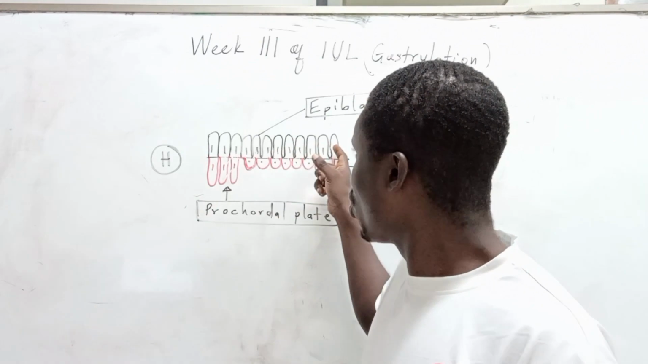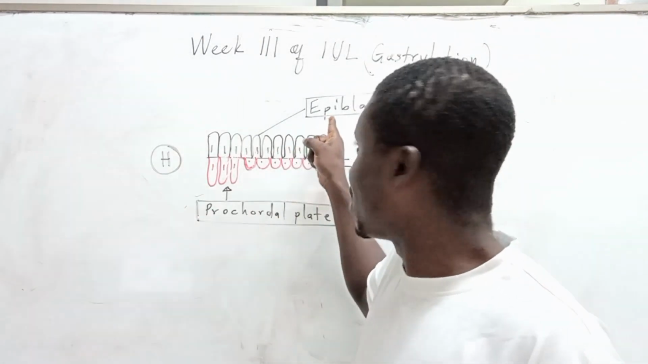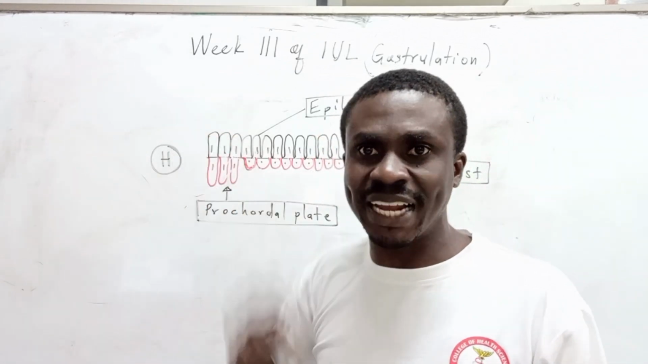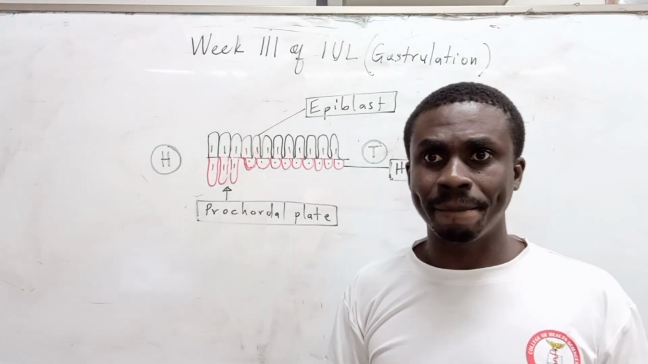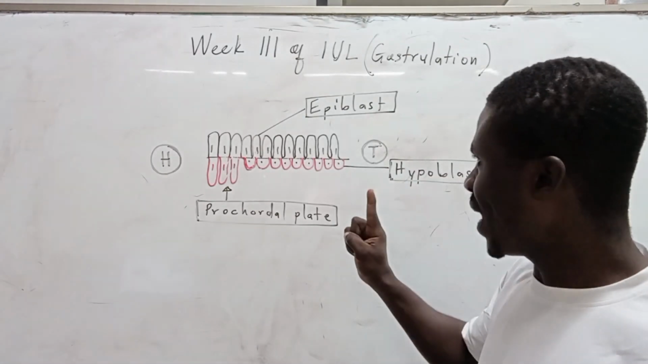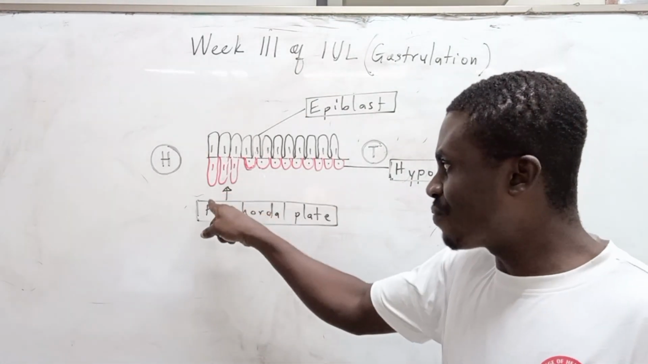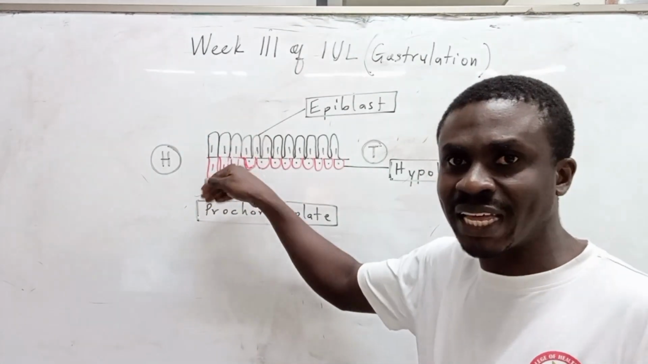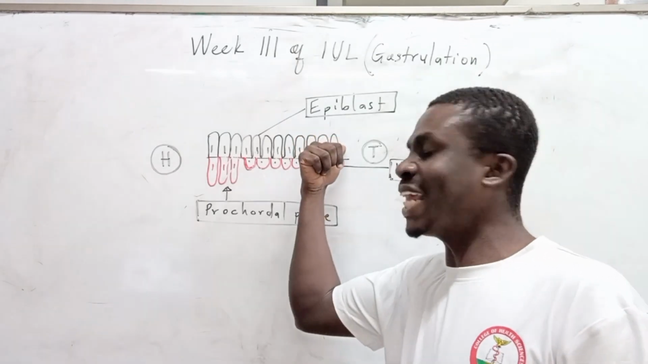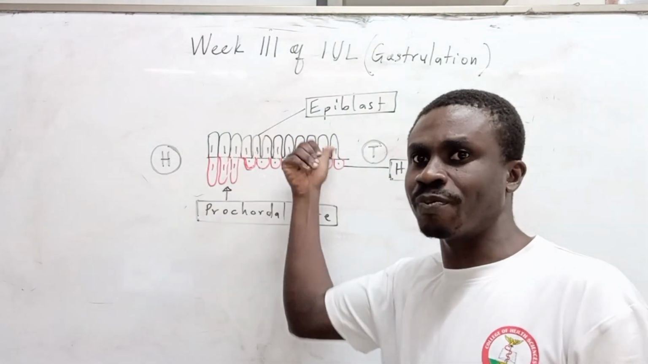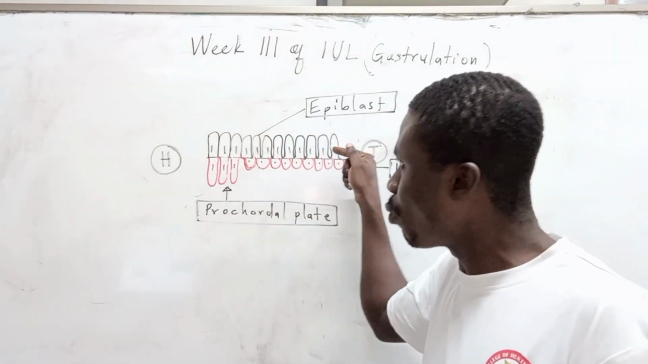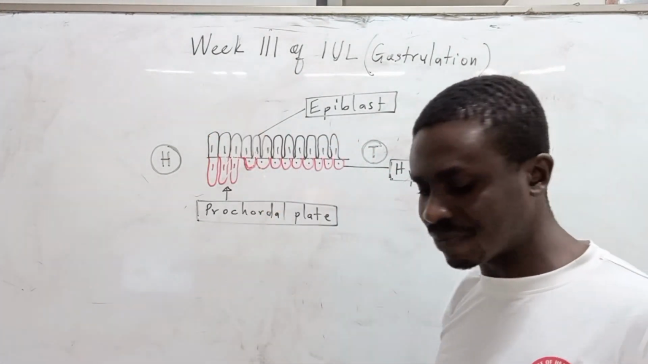Why? Because there's going to be some rapid proliferation of the cells of the epiblast over here, this time from the caudal end towards the cranial end of the embryo. Importantly, pay attention: something is going to happen apart from the procaudal plate formed in the hypoblast. In the epiblast, not from the head end but from the tail end, we are going to see some rapid proliferation of the cells of the epiblast going towards the cranial end.